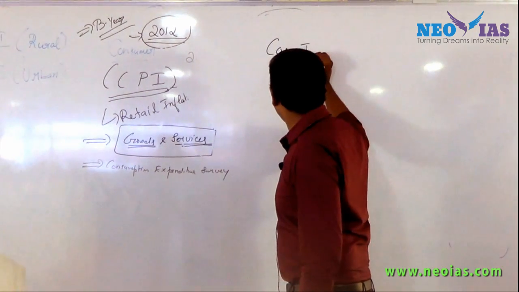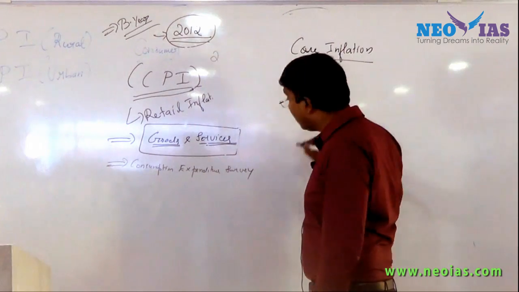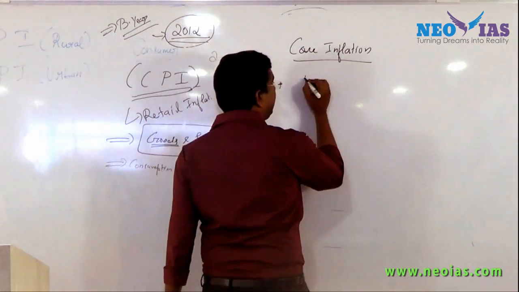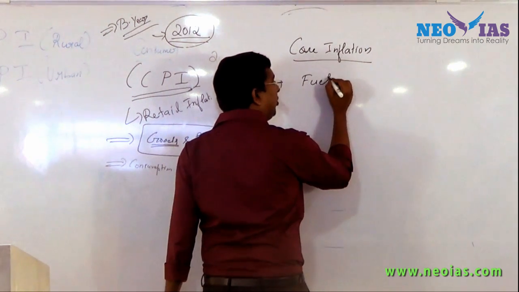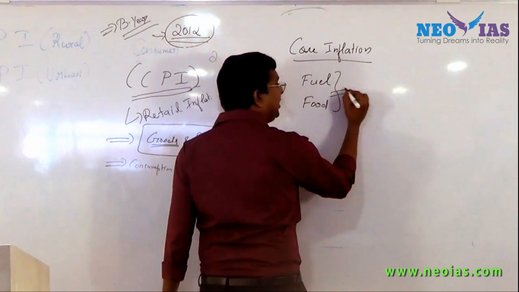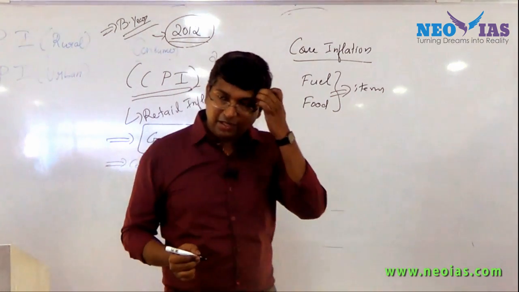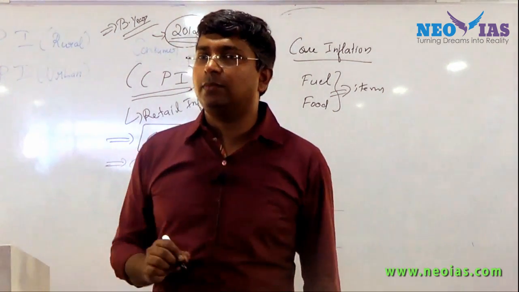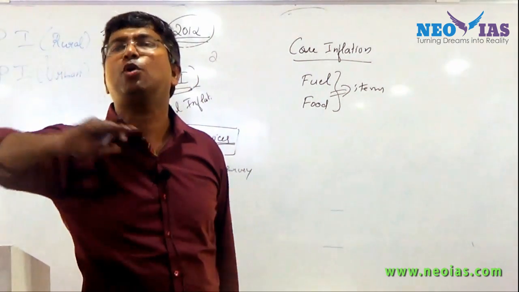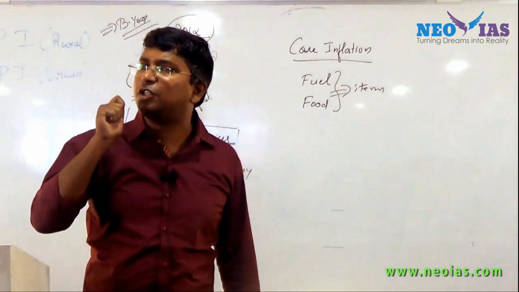In both the price indexes, there will be certain items, like fuel and food. What is the specialty of these items? They are very volatile. Their prices fluctuate in a quick time. Food items and fuel items prices fluctuate in a quick time.